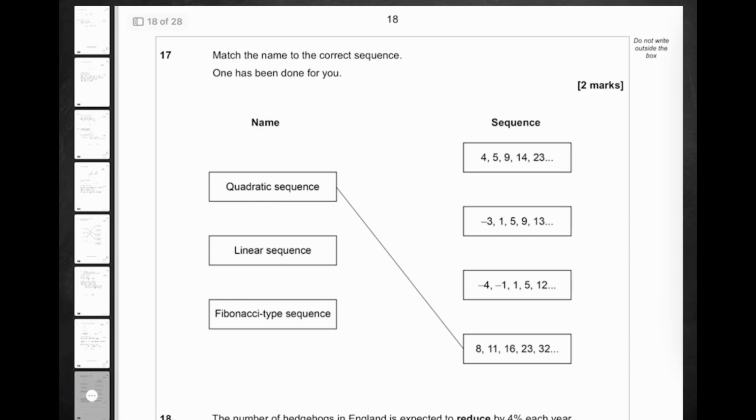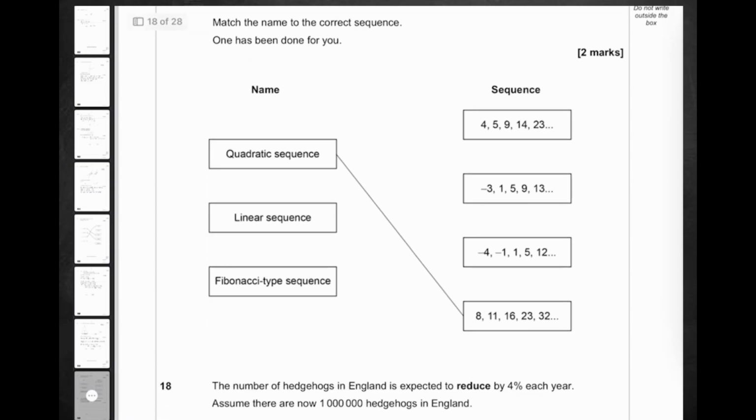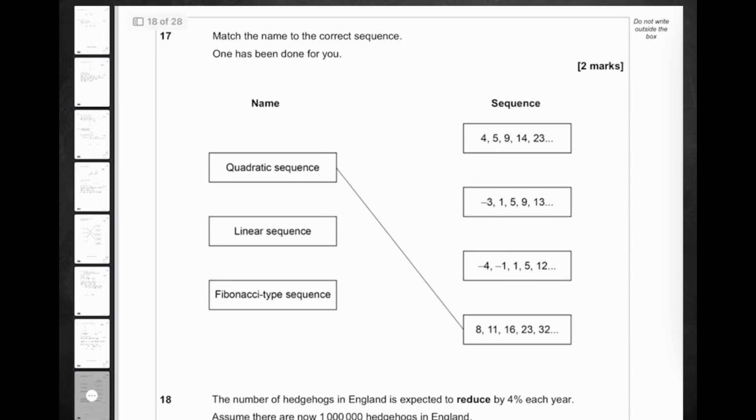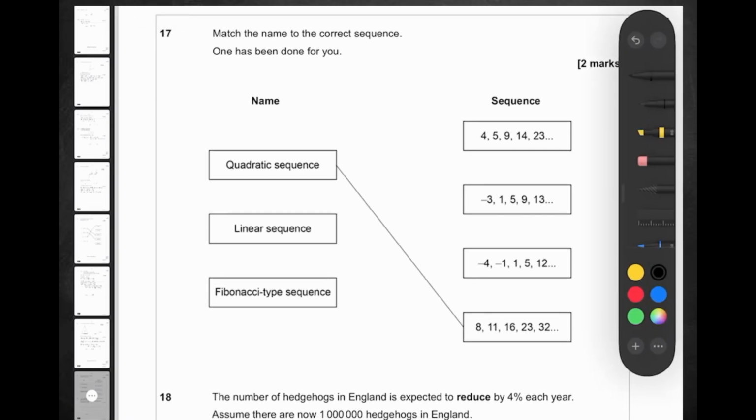Question 17. Match the name to the correct sequence. One has been done for you. Quadratic sequence has been done down there. So linear sequence is going to be a sequence where it's increasing by the same amount each time. So this first one here is going up by 1 and then 4 and then 5, so we know it's not that one. This one's going up by 4 and then 4 and then 4 and then 4, so it is that one, but I'll check the other one as well. This one's going up by 3 and then 2 and then 4, so linear sequence will be this one here.